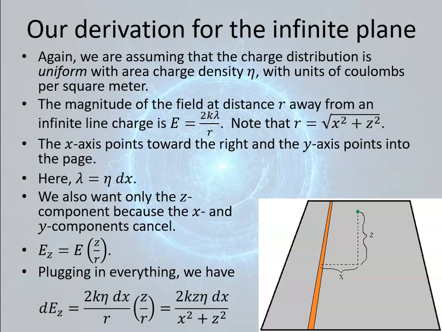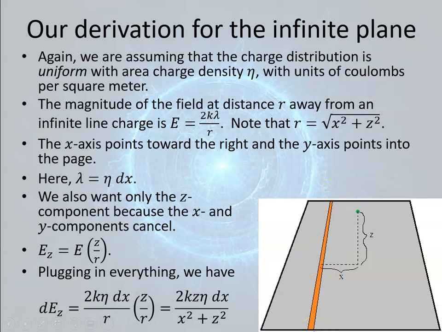So plugging in everything, here is our infinitesimal electric field contribution due to this wire that is infinitely thin and has a known surface charge density. So I've plugged in my z over r, there it is right there. My E is 2k lambda over r. So there's my 2k, there's my r, and remember lambda we established was eta times dx. And my r is the square root of x squared plus z squared. And I have two factors of that, so I just have x squared plus z squared in the denominator here. That's the contribution just due to this particular thing right here.